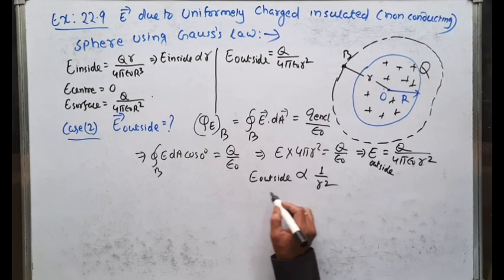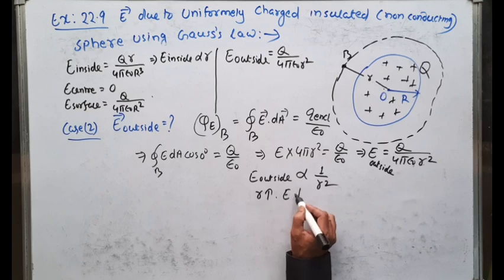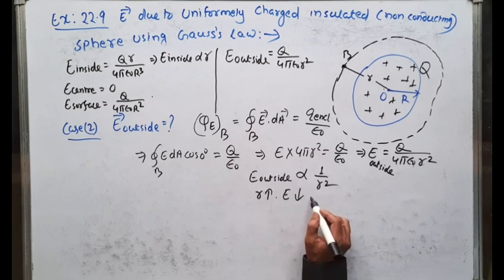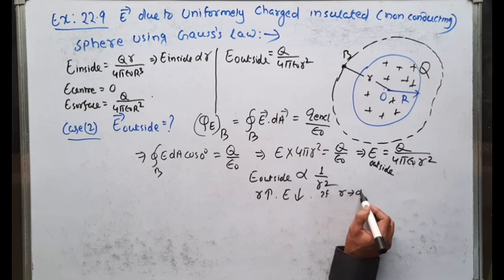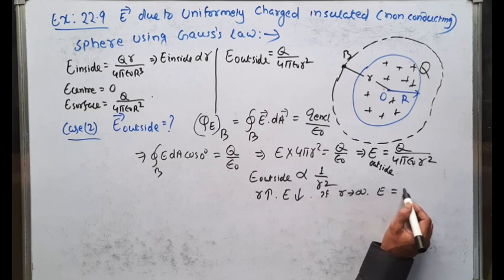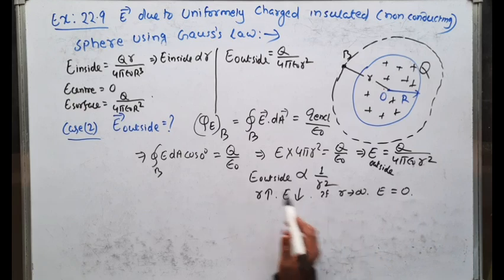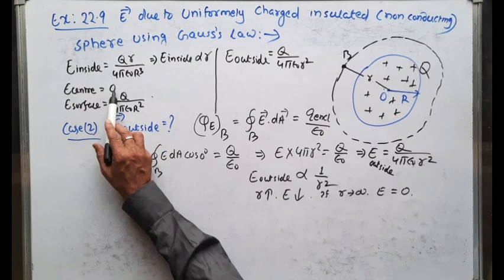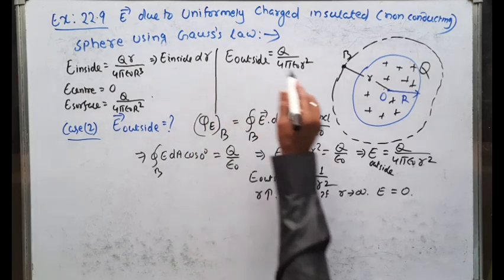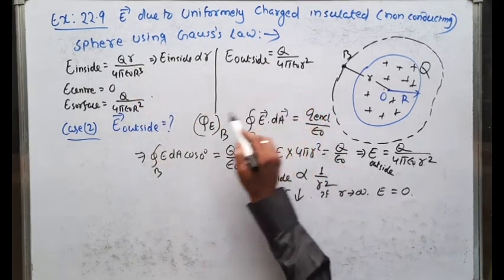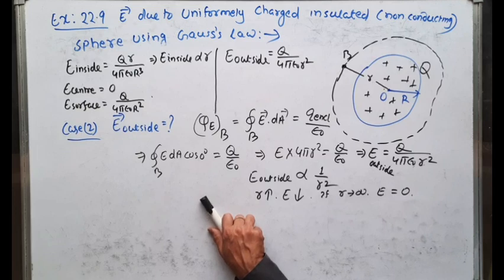Okay. So if distance from the surface increases, electric field intensity decreases. And at what point will electric field intensity be 0? If r tends to infinity, electric field intensity will be 0. And also electric field intensity at the center is 0, we have already discussed. So this is the summary, and this is all the formula you have to remember.